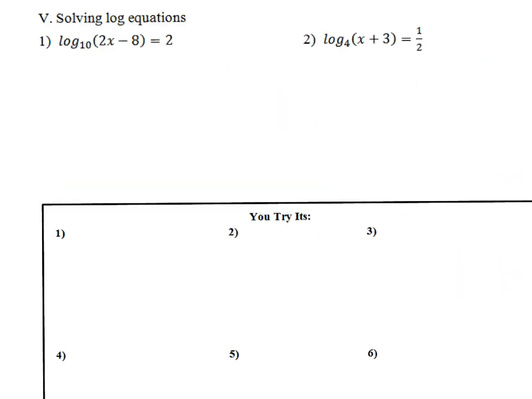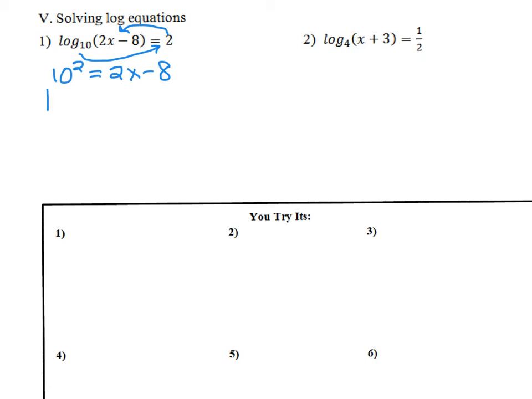Let's finish up our notes tonight by solving a little bit more challenging log equations. So again, when I see that I have a log equation, I'm going to rewrite it as an exponential. So I like to use these arrows. 10 to the 2nd power is equal to 2x minus 8. It's going to be really important that you understand how to do those conversions between logs and exponentials.